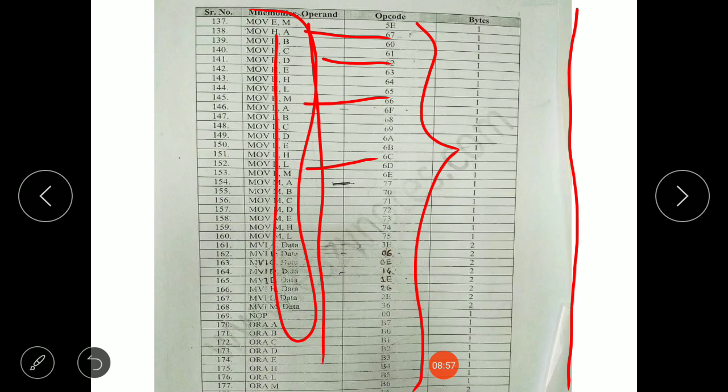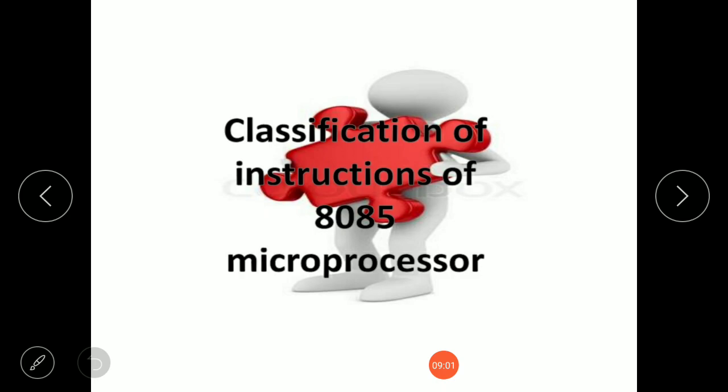So I am ending this lecture here. We'll continue with the classification of instructions of the 8085 microprocessor in the next lecture.